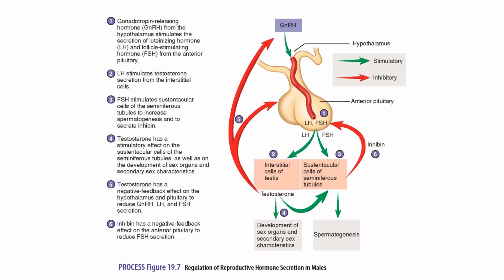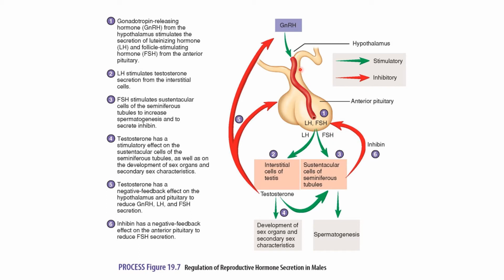So in here, it shows you how the regulation of the reproductive hormone secretion in male happens. The gonadotropin-releasing hormone from the hypothalamus stimulates the secretion of the luteinizing hormone and follicle-stimulating hormone from your anterior pituitary. Again, a green arrow shows that it's stimulatory, and if it's red, it's inhibitory.